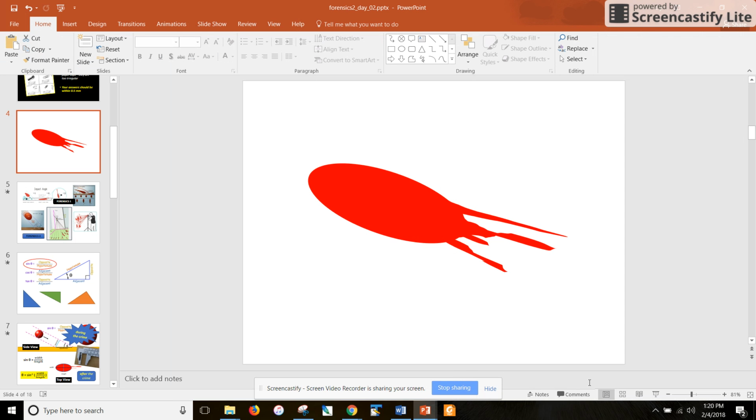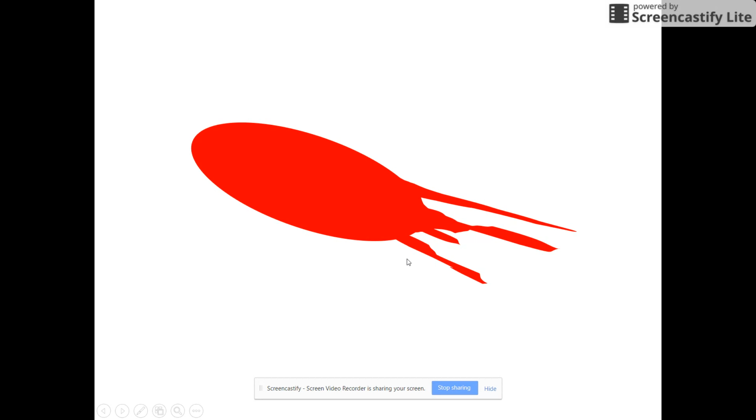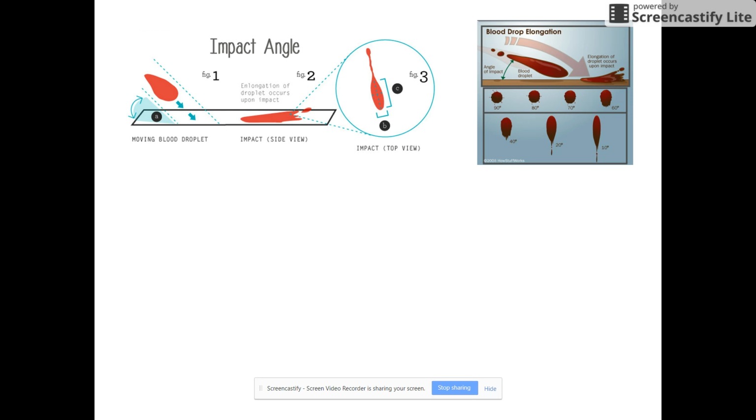Okay, this is Mr. Young, and I am going to show you how we can use careful measurements from blood spatter to help figure out where in three-dimensional and two-dimensional space the blood spatter may have originated in a crime scene. Okay, so in Forensics 1, you learned about impact angle of blood drops.